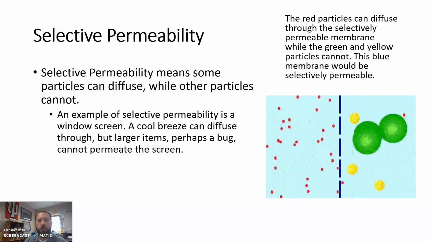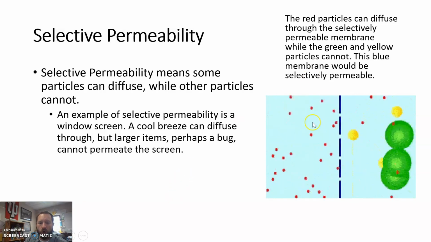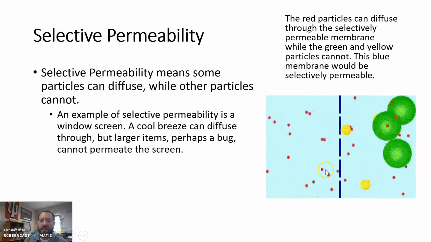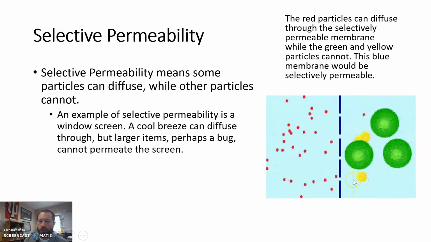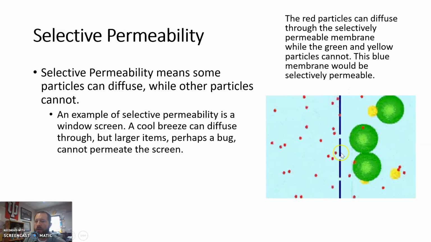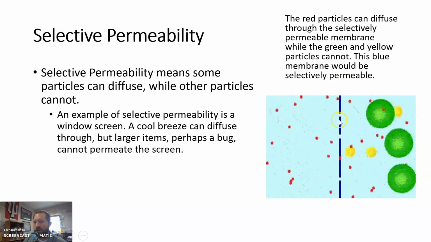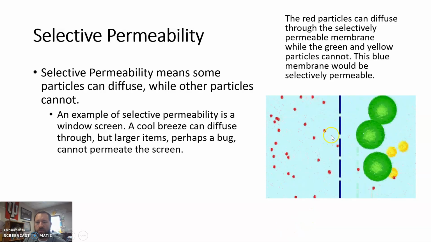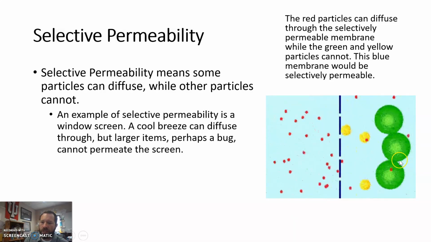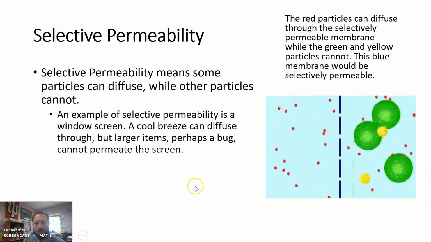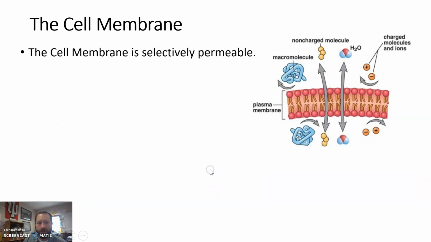So that window screen is selectively permeable. It allows air to permeate. It does not allow larger substances like a bug to permeate. And that's what we see here. This blue membrane, this blue barrier, is selectively permeable. It's allowing the red dots to pass through. They're small enough, but the green and yellow dots are not small enough. They cannot pass through. That is selective permeability.